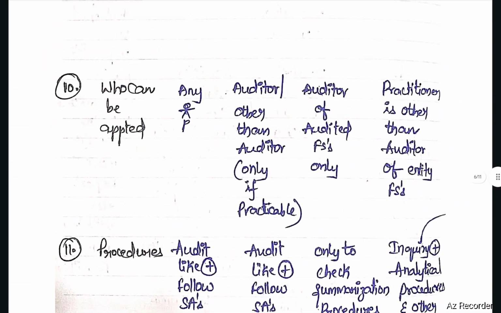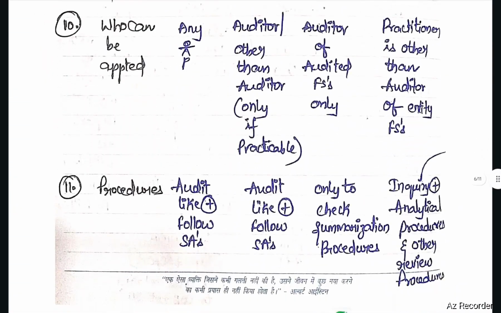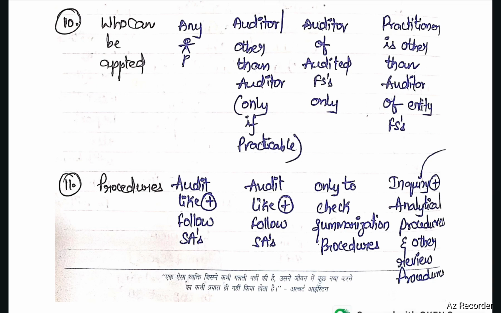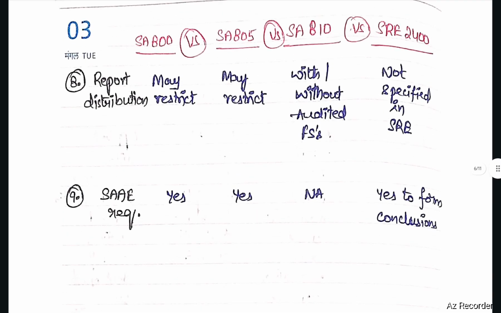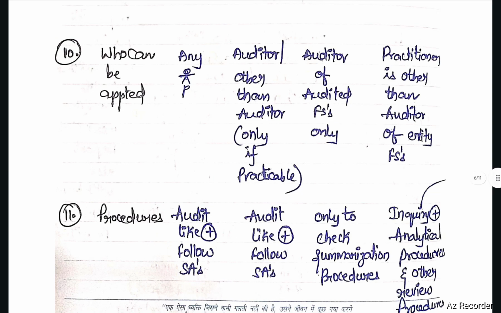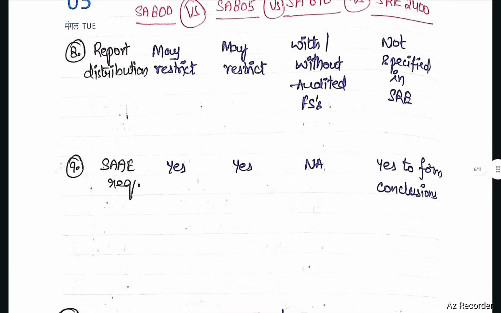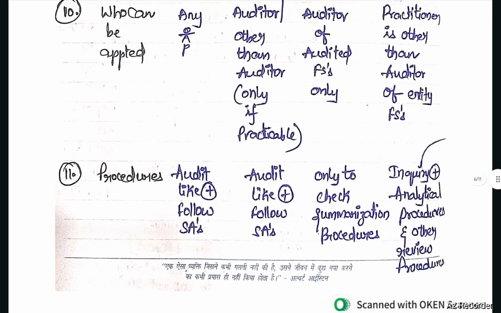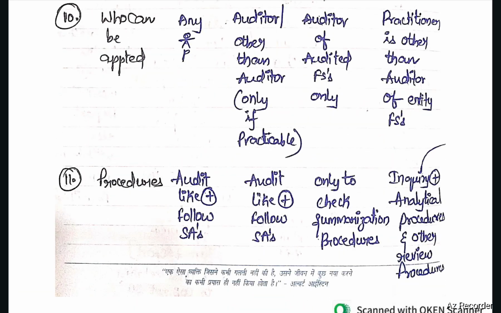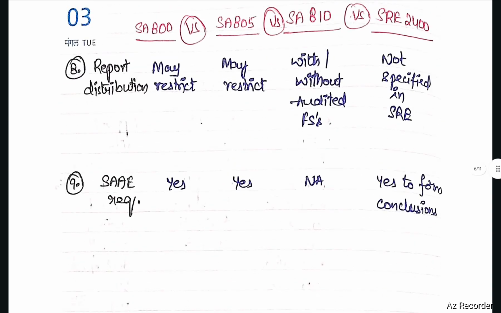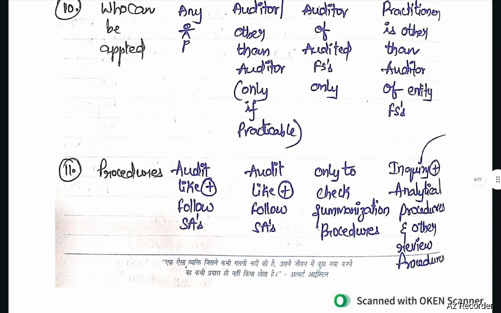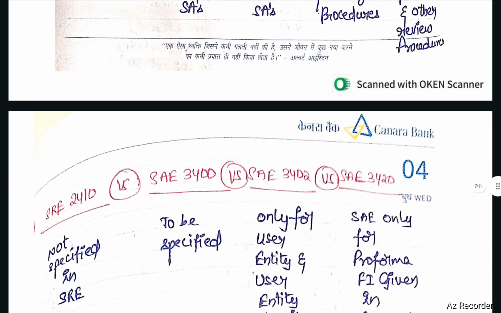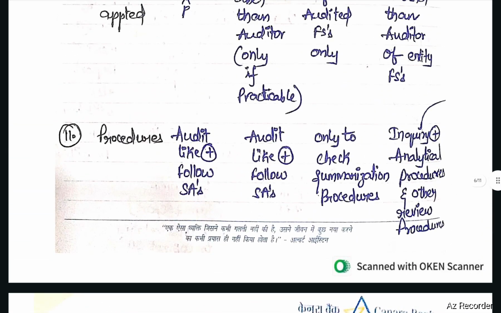Next, procedures. As per SA 800, audit-like procedures, and we need to follow SAs. As per SA 805, audit-like procedures, and we need to follow SAs. As per SA 810, only to check summarization procedures, we need to apply the audit procedures. In case of SRE 2400, inquiry, analytical procedures and other review procedures are used. In case of SRE 2410 also, inquiry, analytical procedures and other review procedures are used.